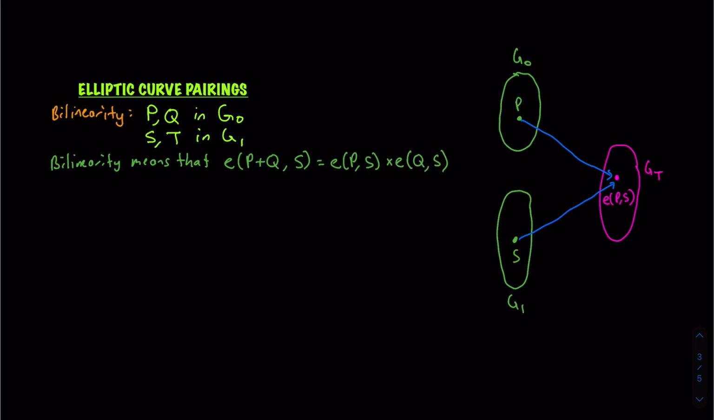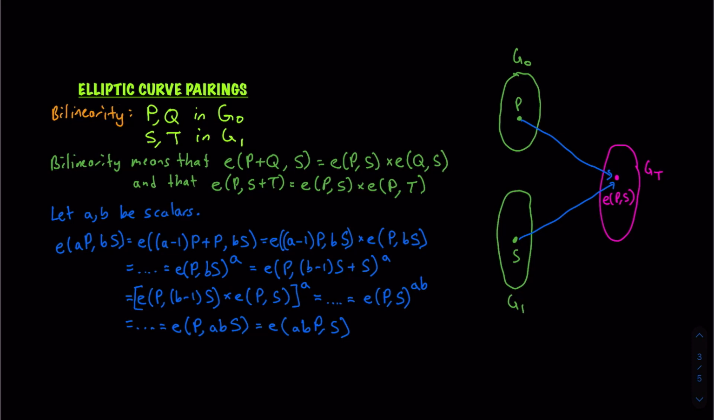It's also true for the second value as well. So E of P comma S plus T equals E of P and S times E of P and T. You can see that bilinearity is cool if we just do a little bit of math. I'm going to put the math on the screen, and then we'll talk through it.